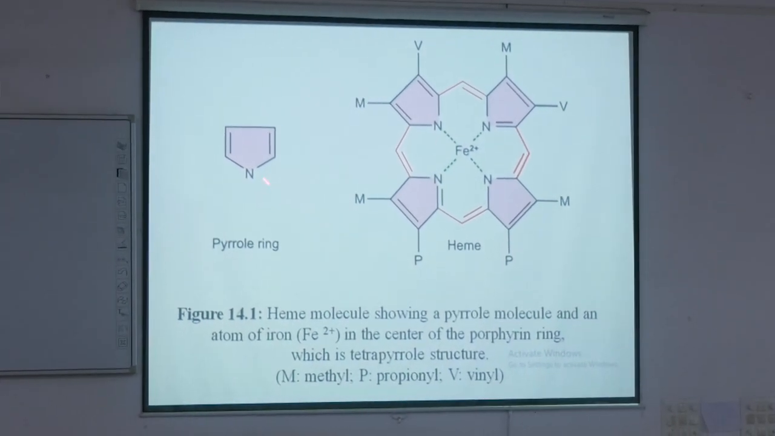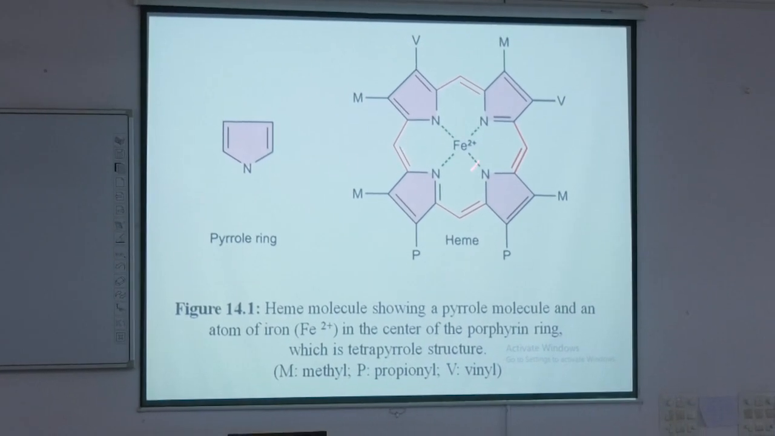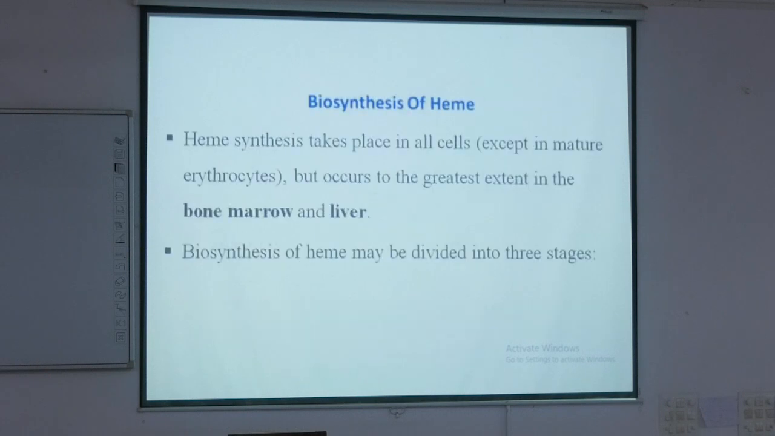Why is it called tetra? This is a single pyrrole link which is attached with the heme molecule. Okay? There are several bonds present, methylene bridge bonds. The heme molecule shows pyrrole molecules and an atom of iron in the center of the porphyrin ring, which is a tetrapyrrole structure. And here, in extra coordination bond, there is the presence of methyl group and propanyl group. Okay? So we are not going through this structure, just going for the synthesis.